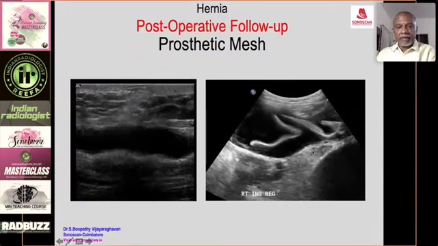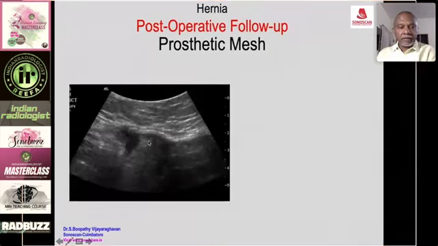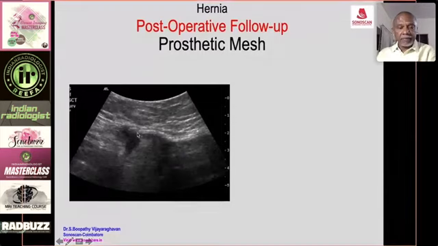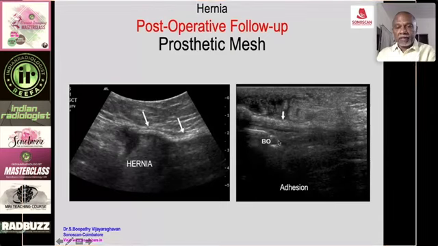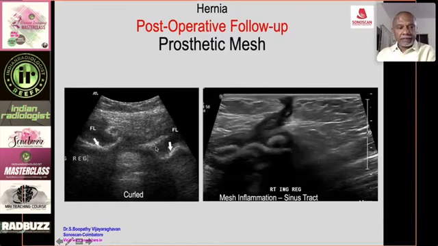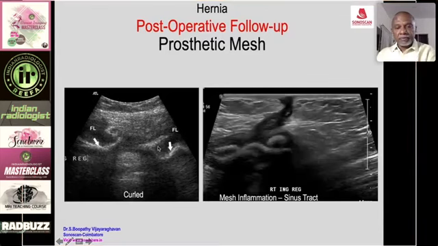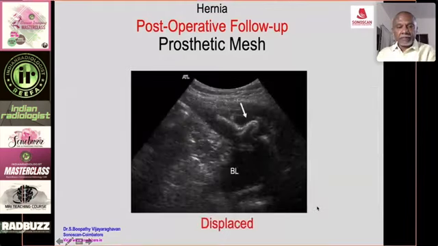You get fluid around the curled mesh, so the mesh is already not functioning, and then you can get a recurrent hernia by the side of the mesh or deep to the mesh, and then you may get bowel getting adherent to the mesh, producing small bowel obstruction. This is a curled mesh again, which can produce inflammation with a tract to the skin, so the sinus tract may not heal, and the mesh can migrate.